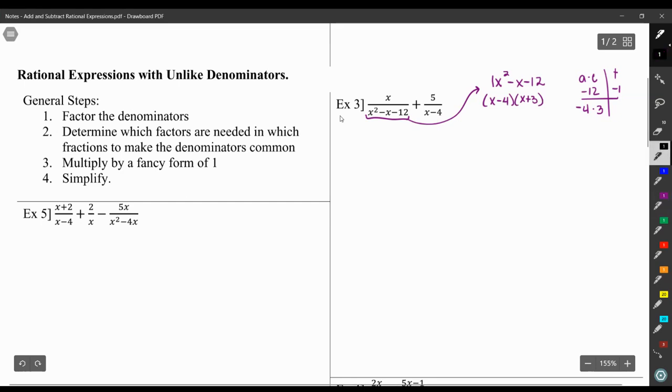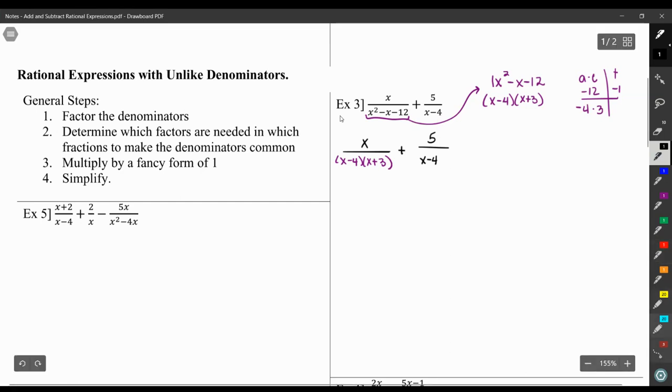So my new expression becomes x over the factored version, which is x minus 4 times x plus 3. Then we have a plus 5 over, and if I look at this denominator, x minus 4, well, that cannot be factored any further. So we're just going to leave x minus 4 the way it is.